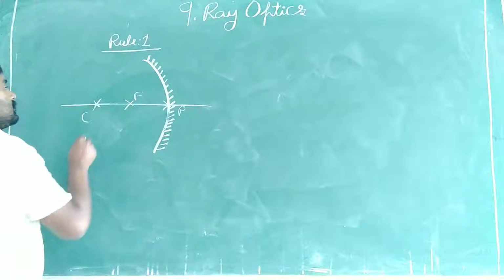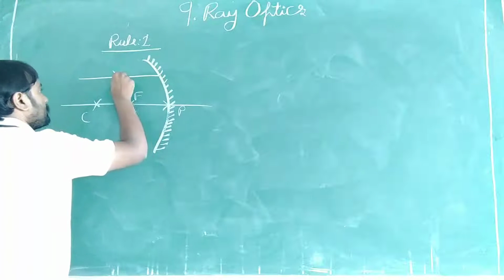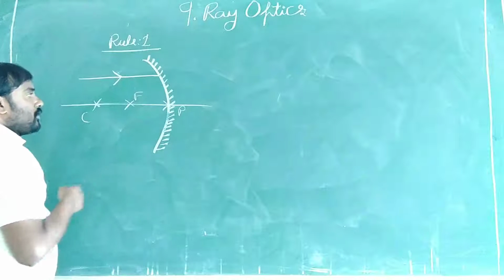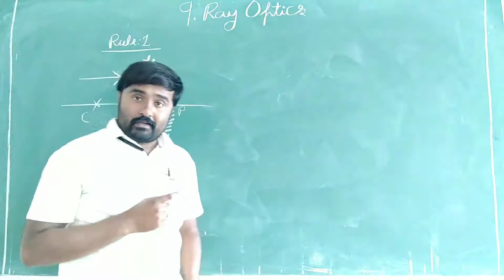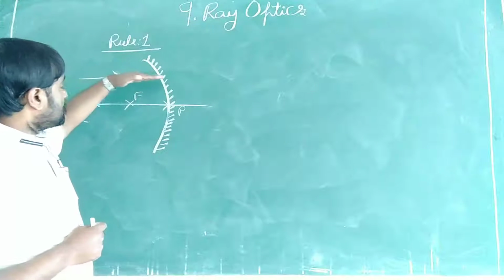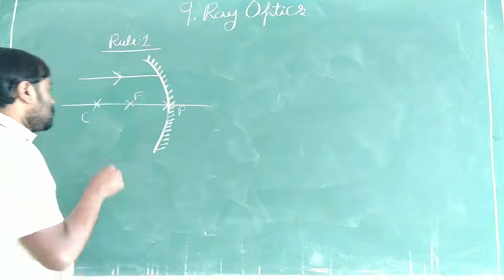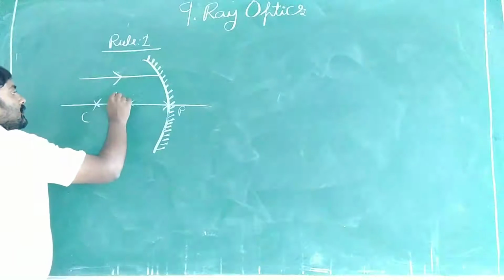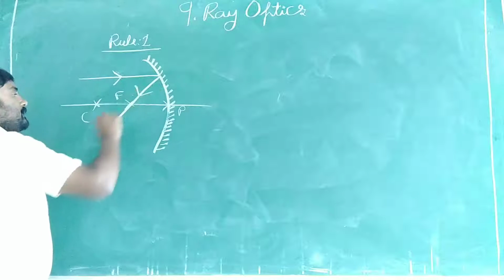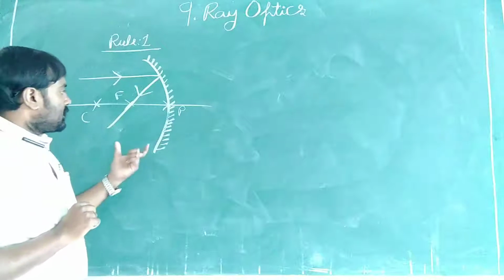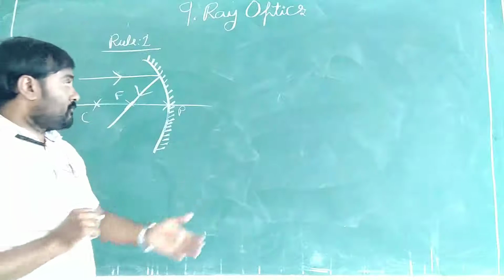So whenever a ray of light parallel to the principal axis is incident on the silver surface of a concave mirror, after reflection the reflected ray passes through the principal focus. So this is rule number 1 in case of concave mirror.